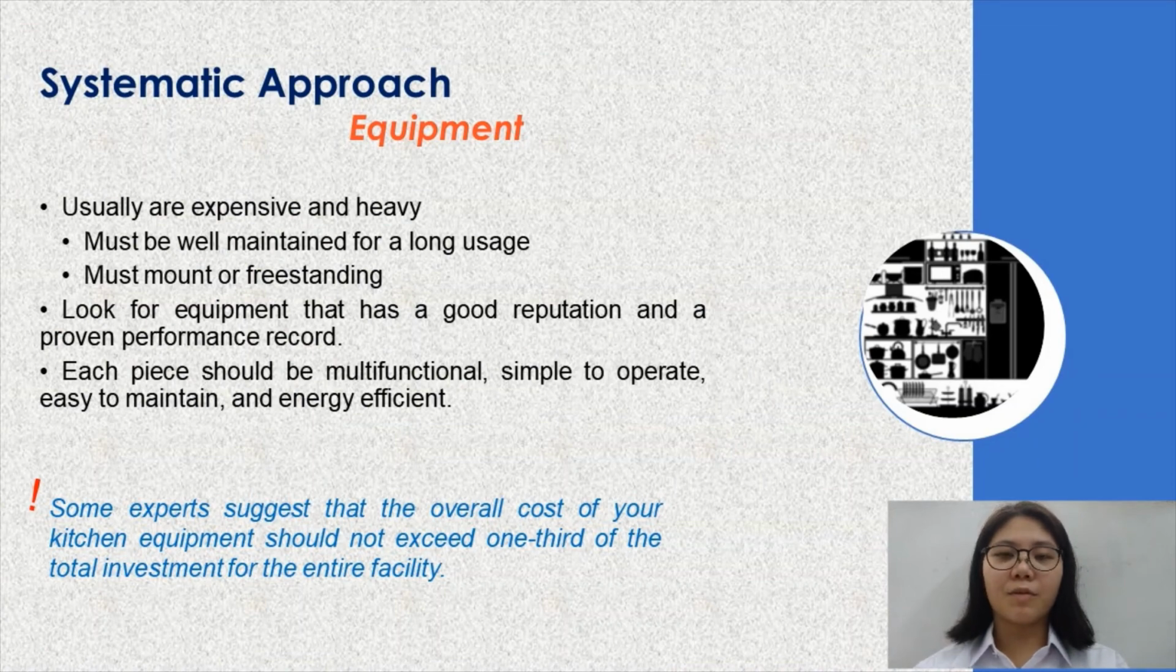And then about the systematic approach for the equipment. As we know, in the back of the house, the equipment is usually expensive and heavy, so it should be well maintained for long usage. Besides, it must be mounted or freestanding. While buying equipment, look for equipment that has a good reputation and a proven performance record. Each piece should be multifunctional, simple to operate, easy to maintain, and energy efficient. And some experts suggest that the overall cost of your kitchen equipment should not exceed 1/3 of the total investment for the entire facility.